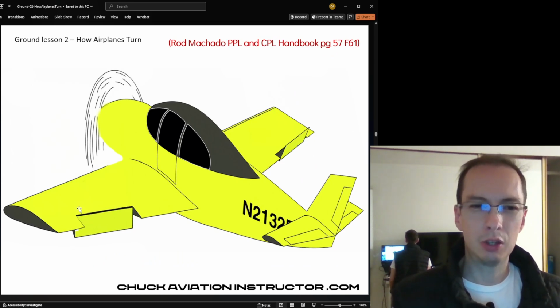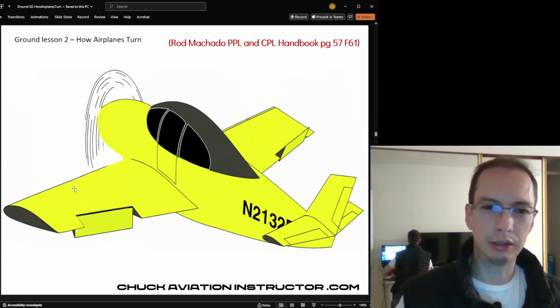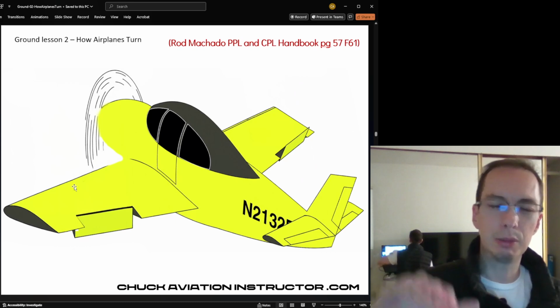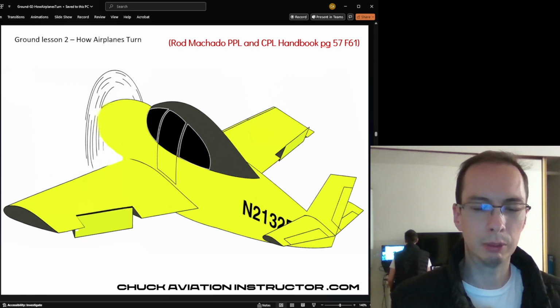In that case, we deflect downward the lowered aileron so that the lowered wing generates more lift by increasing its angle of attack, and that can bring it to level in comparison to the other wing, which was higher when the rollout began.